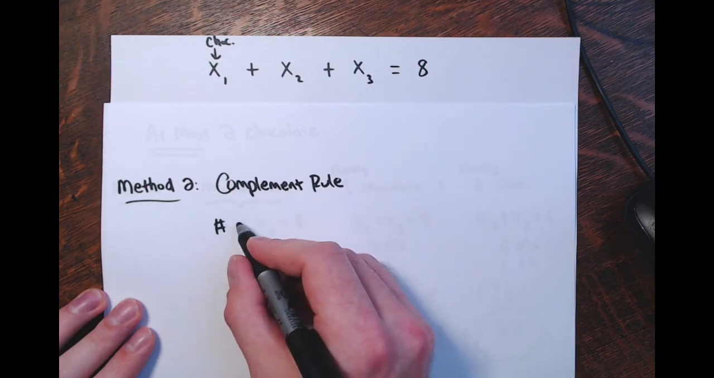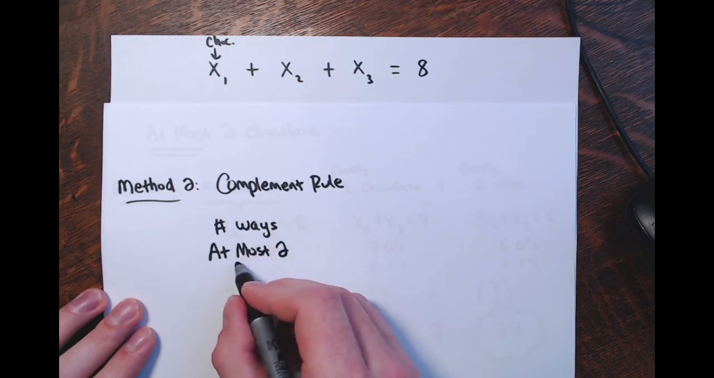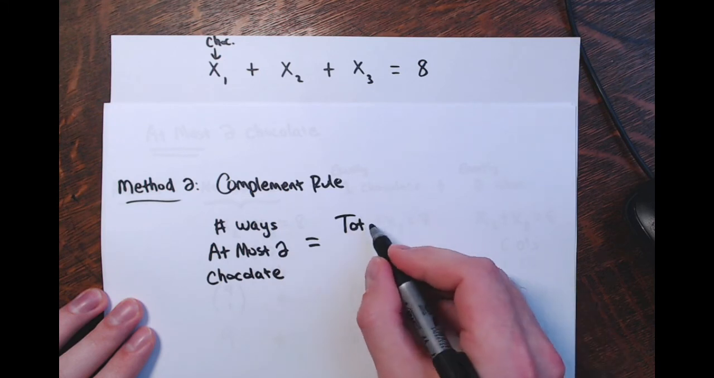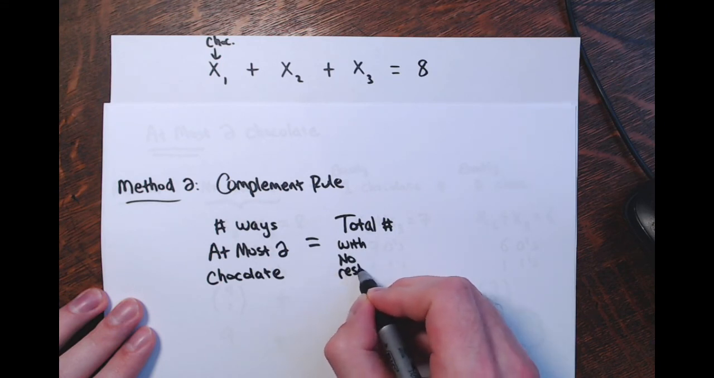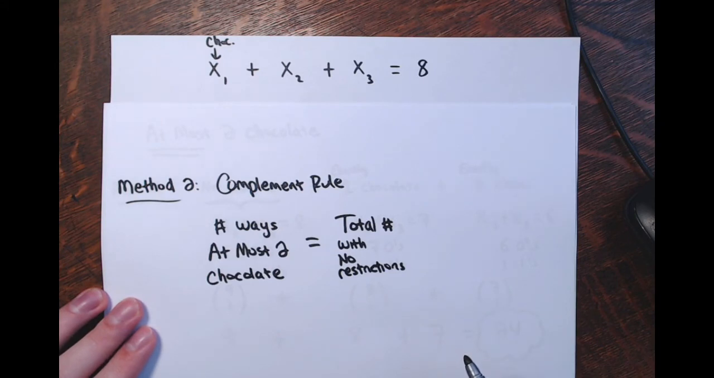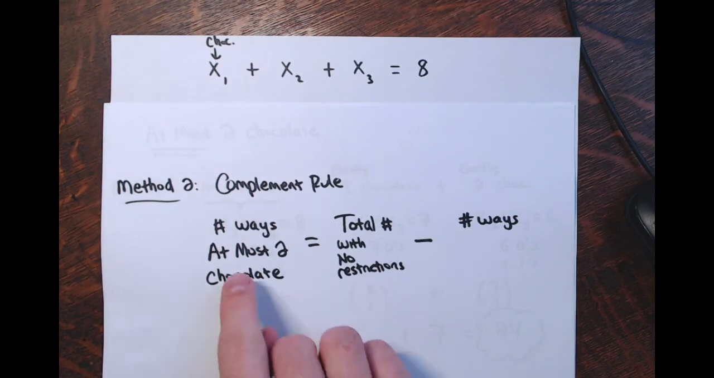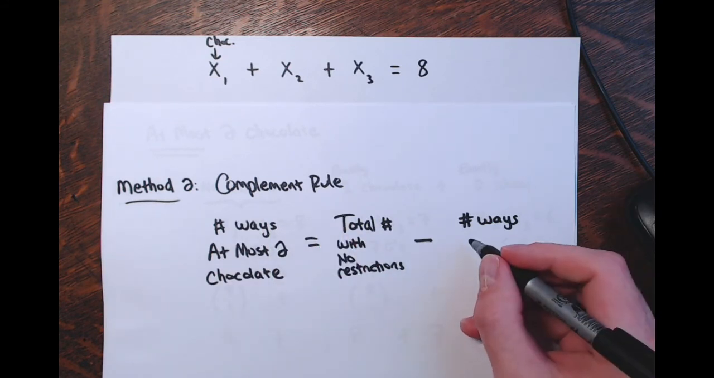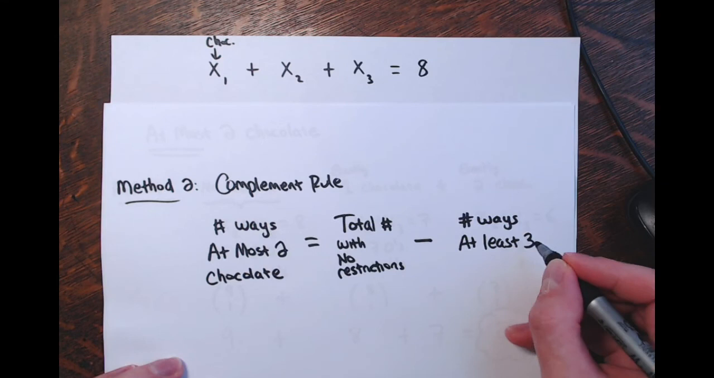Remember, the number of ways to get at most two chocolate would be the total number of ways to select eight donuts with no restrictions, the total number with no restrictions, minus the opposite of this: the number of ways to select not at most two chocolate. Now, at most two chocolate is two or less. So the complement of that is greater than two, and since we're talking integers here, that's at least three chocolate.